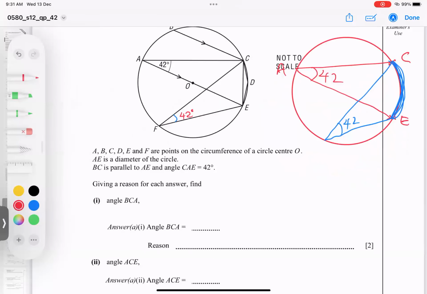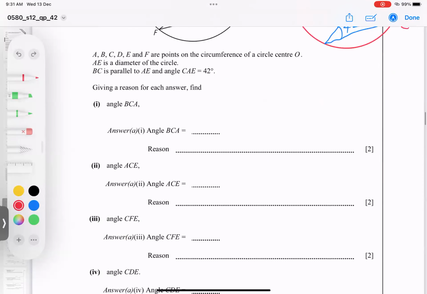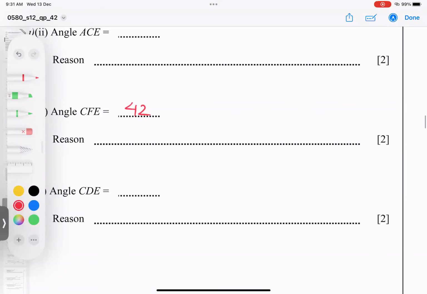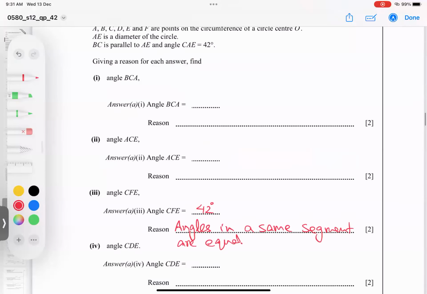And maybe he is asking somewhere here. Let me check. CFE, yes, CFE is asked here. What is the angle? I write here 42, and put a small circle on it. This circle represents a degree. And what's the reason? Angles in the same segment are equal. We have another wording: angles subtended by the same arc or same segment are equal. All right, this is clear. So this part is clear.